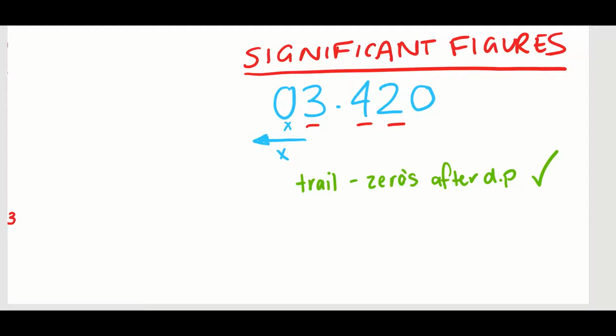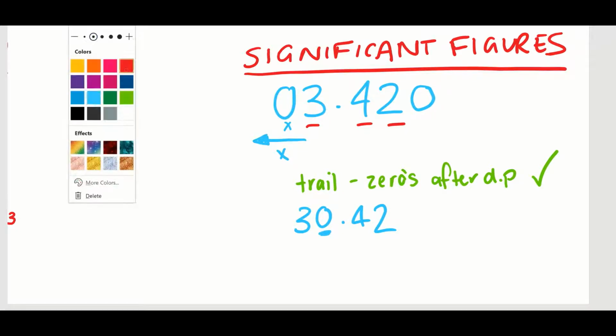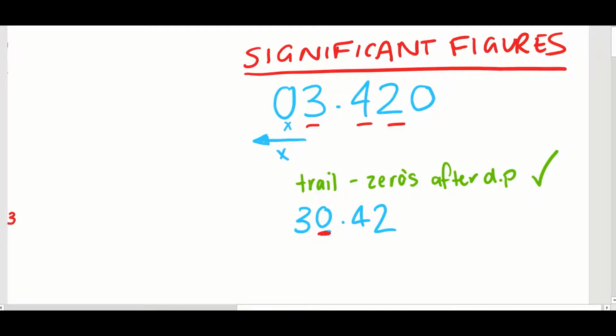So let's have a look at if I did 30.42 now. Now there's a 0, and that has definitely impacted my number. My measurement has changed significantly by that 0, so we do count that 0. So you have to be careful when you do and don't count the zeros. So that number there would have 4 significant figures. This number up here has 4 significant figures because we don't count that, but we do count those ones.